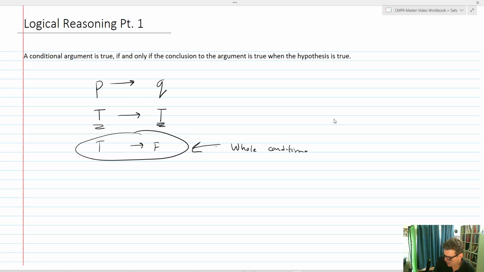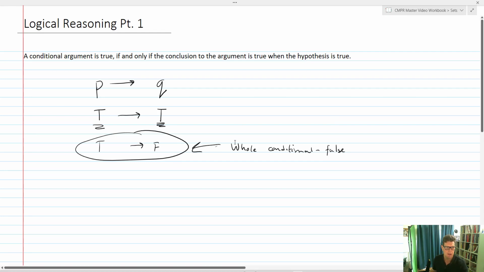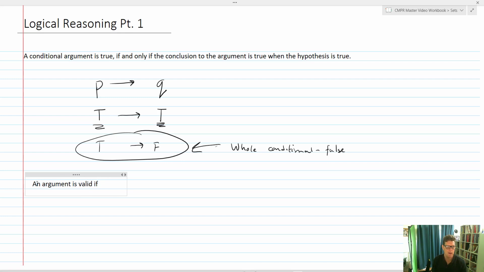And so that's going to become the basic idea behind valid arguments. In fact, that's exactly the idea behind valid arguments. An argument is only valid if, when the hypotheses are true, then the conclusions are true. All right? So we'll write that out. An argument is valid if the conclusion is true whenever the hypotheses are true.